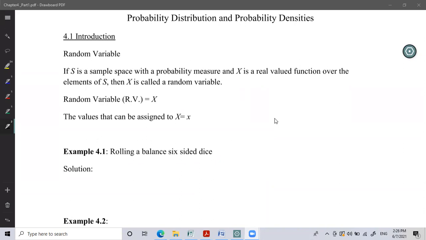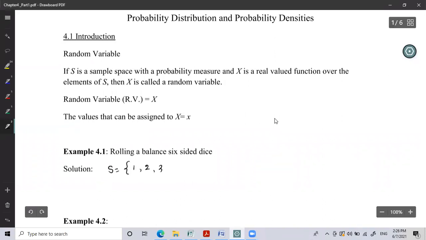Now, if you cannot understand yet, I'll show it using this simple example. Think about rolling a balanced 6-sided dice. Now, you already know this experiment. You have a 6-sided dice. It's a balanced one, which means all 6 sides have the same chance to give the result, right? Now, if you write down its sample space, you already know it is 1, 2, 3, 4, 5, and 6.